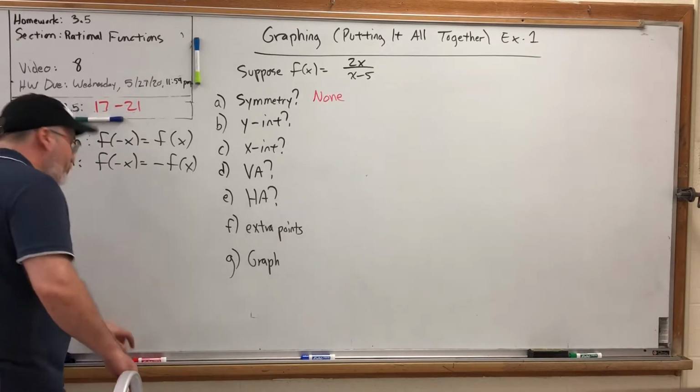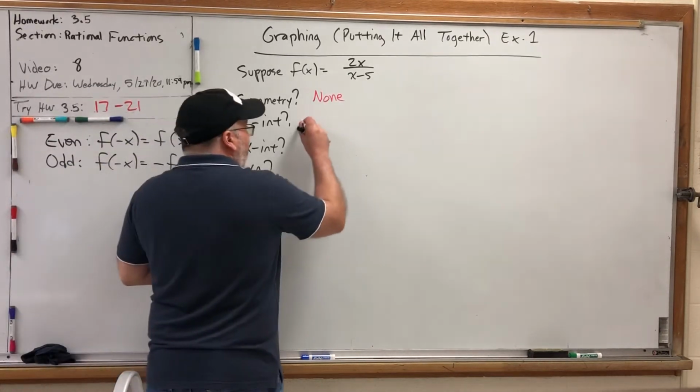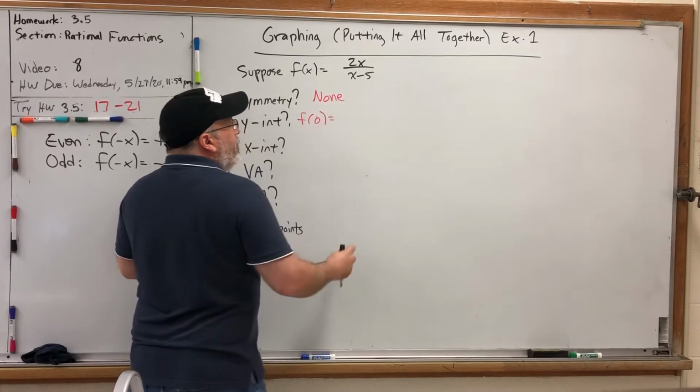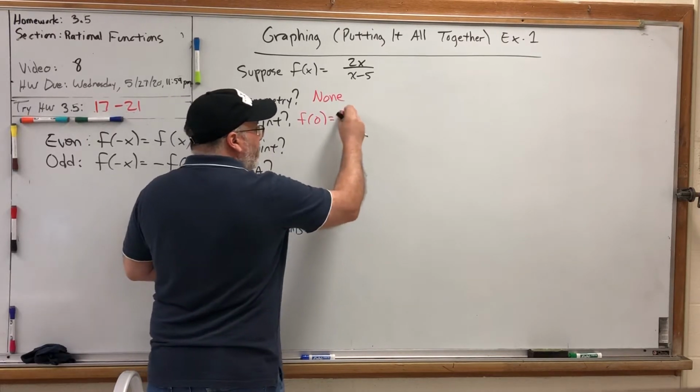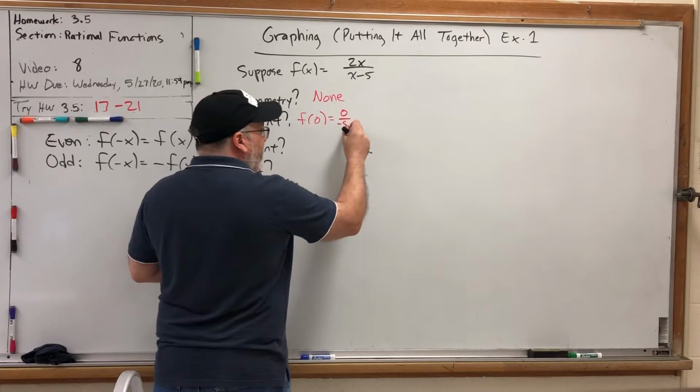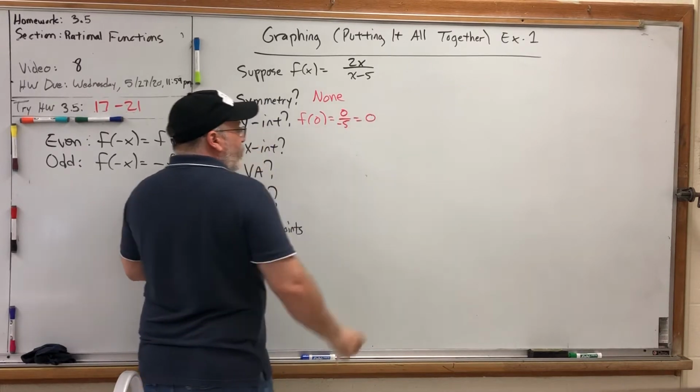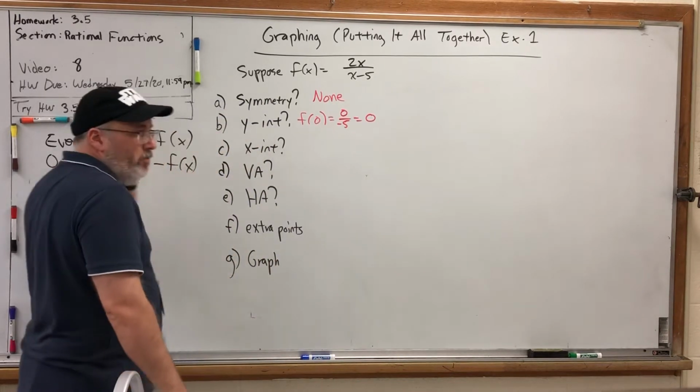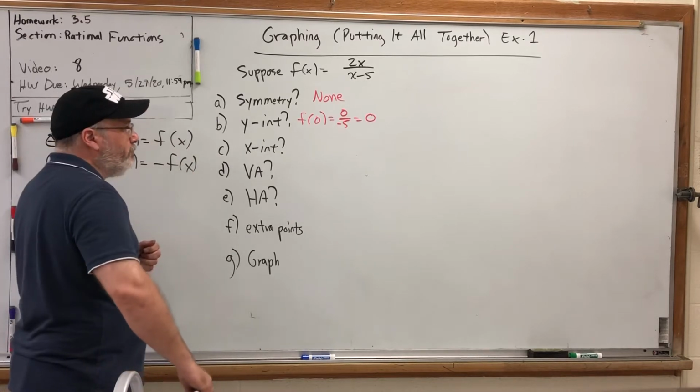Y-intercept, well that's an old story. So the y-intercept, you let x equal 0. Well, on the top 2 times 0 is 0, and on the bottom 0 minus 5 is negative 5. So we have a y-intercept at 0. That should be an x-intercept also.